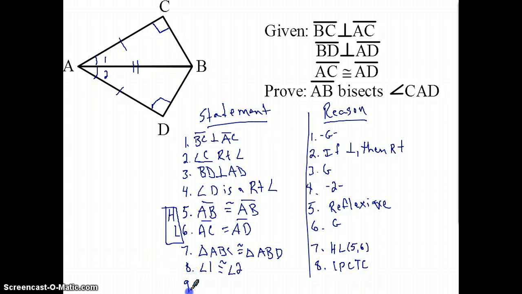And then we can wrap this up by saying, if those two angles are congruent, then AB must bisect angle CAD. And we can say that because if two congruent angles, then bisector.